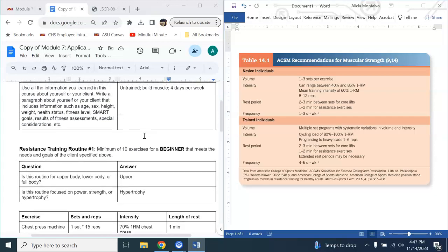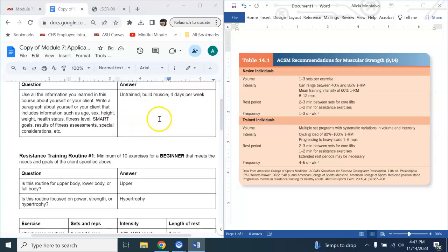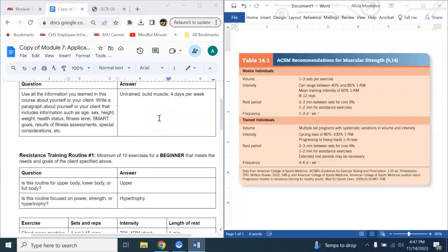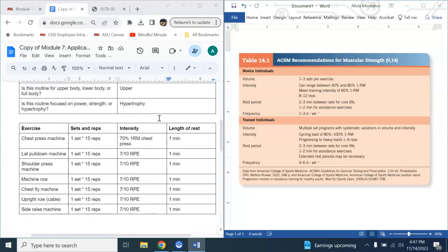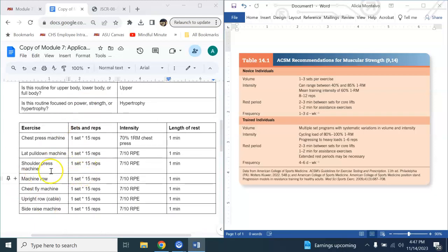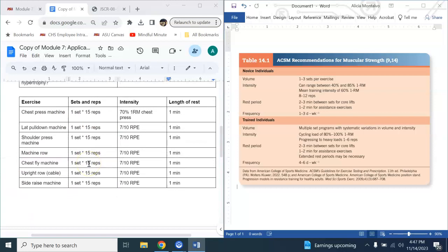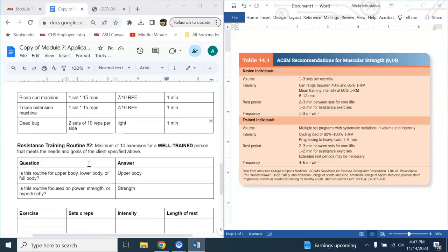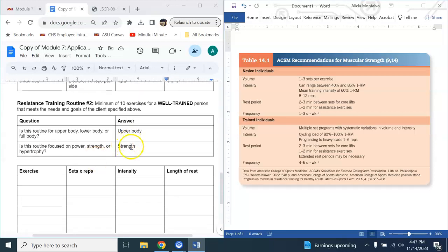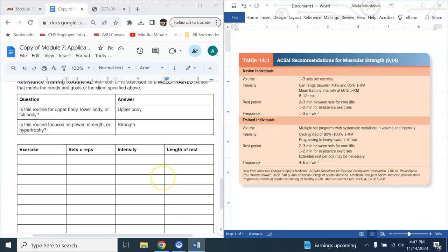What I've assigned here is to basically take the same person and make them a trained person instead of a beginner. So the idea is that I'm just going to do some sort of modification of this. Let's see. I'm going to do upper body strength. On this side, you can see I've got muscular strength. So instead of looking at the novice individuals, I'm going to be looking at the trained individuals, okay?